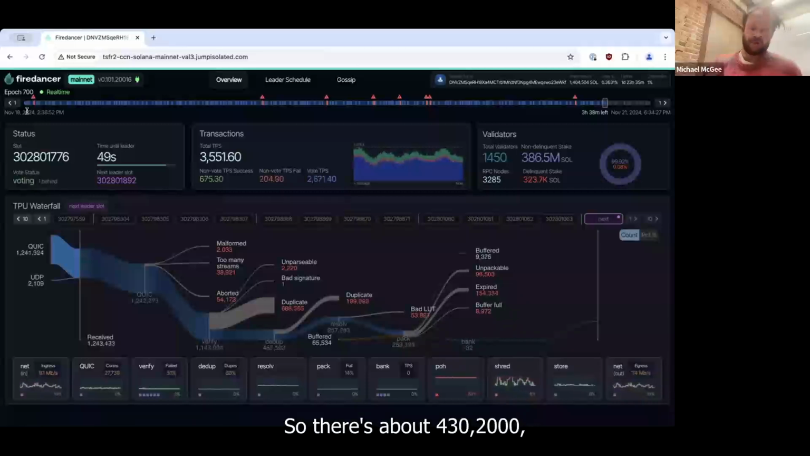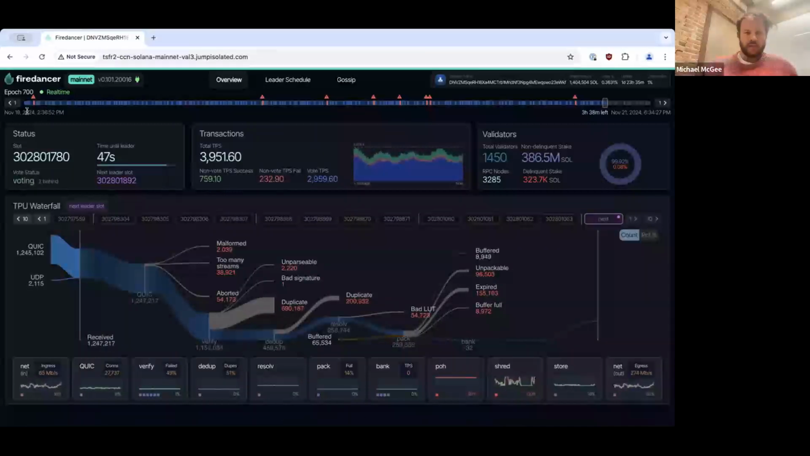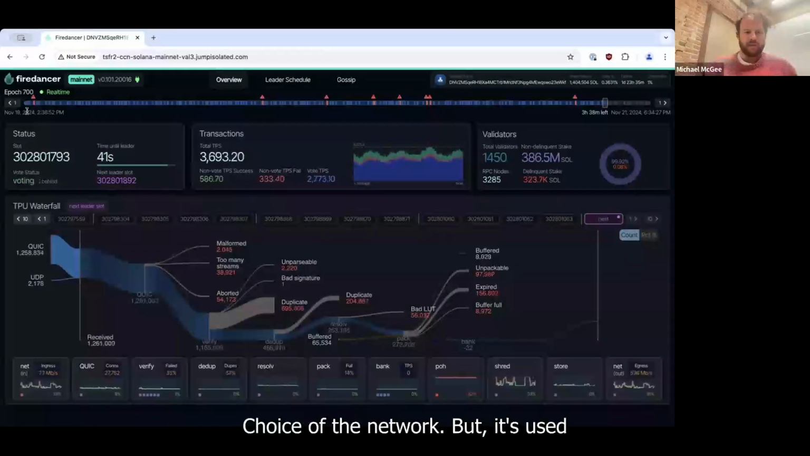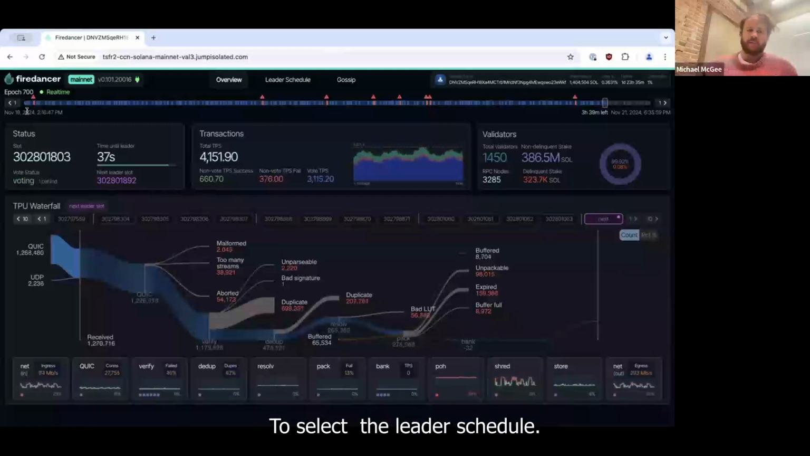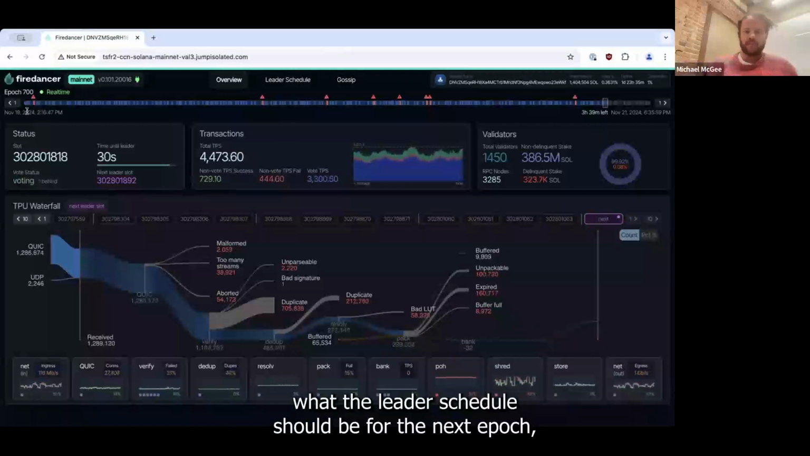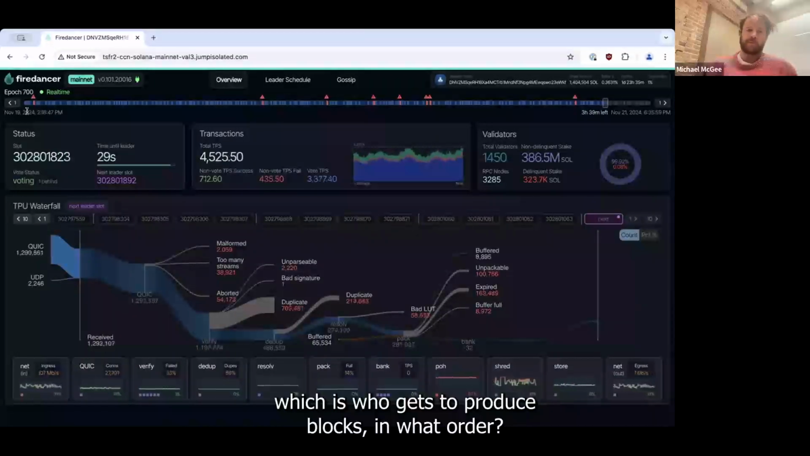So there's about 432,000 blocks in an epoch. And that's an arbitrary choice of the network, but it's used to select the leader schedule. So once every epoch ends, all of the validators come together and agree what the leader schedule should be for the next epoch, which is who gets to produce blocks in what order.